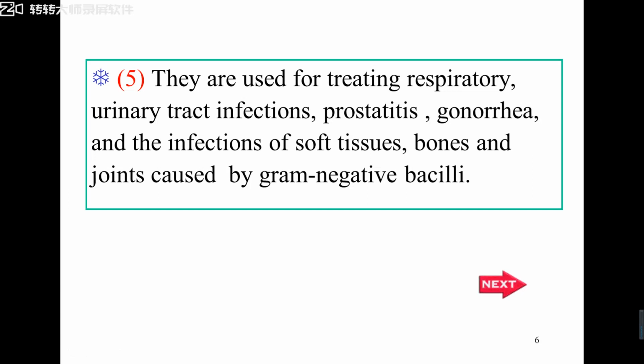Okay, so clinical use is very easy and broad. Quinolones are used for treating respiratory infection, urinary tract infections, prostatitis, gonorrhea, and infections of soft tissues, bone tissues, and joints, and so on. So, quinolones are artificial synthetic antibacterial agents. This drug is very easy to use; its pharmacological effect is a broad spectrum, and it can be widely used in clinic to treat these kinds of infections because of its broad spectrum.